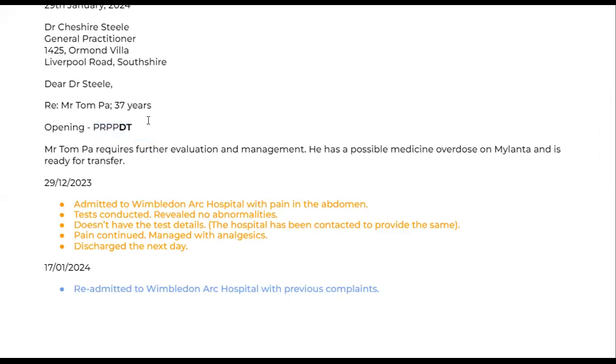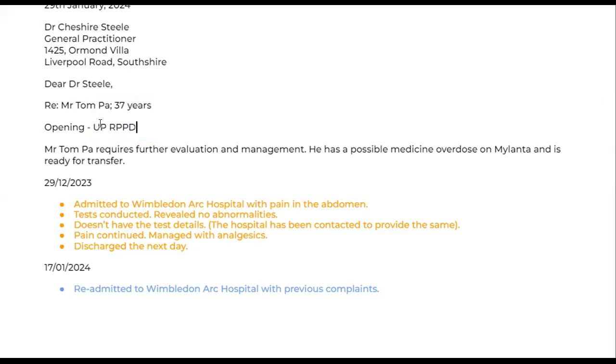So we have to now decide PRPPD or PRPPT. I'm going to take it like he's being discharged today. It's my freedom. You also have freedom. But since it is a letter to a GP, did you forget this?